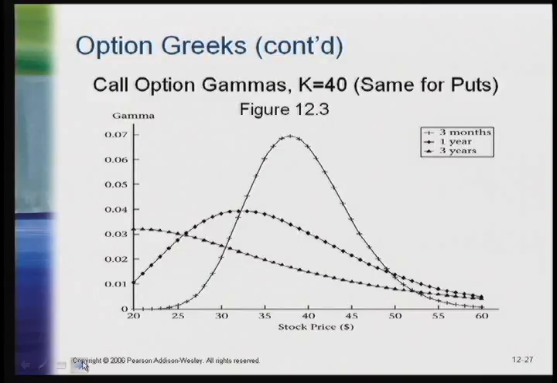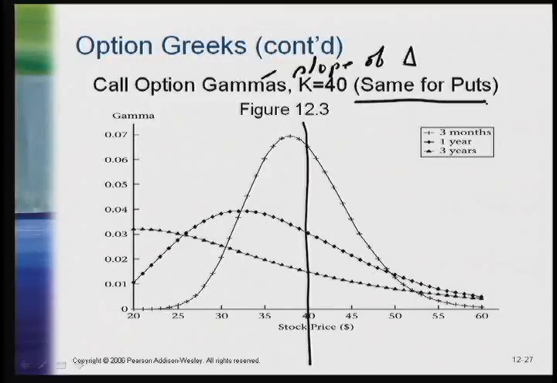Gammas reflect the change in delta. So you can think of a gamma as a slope of the delta curve. Again, we'll identify 40 as the strike. And if we go back, I note here, and this again comes from put-call parity, I'll make this clear in a minute, that gammas for puts and calls are the same. And this comes directly from put-call parity.